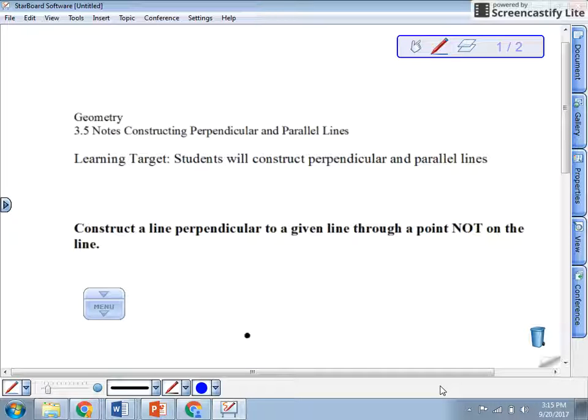Welcome to the notes on constructing perpendicular and parallel lines. All right, our goal today is students will construct perpendicular and parallel lines.